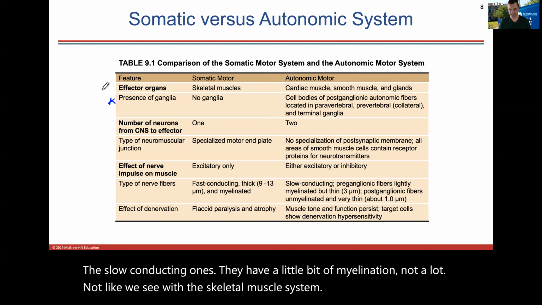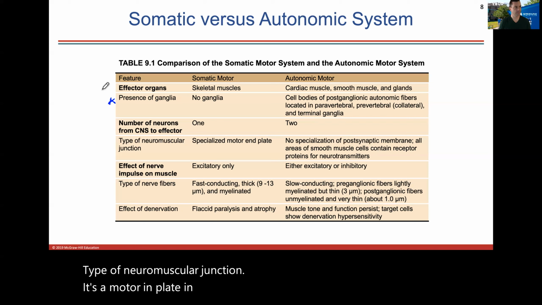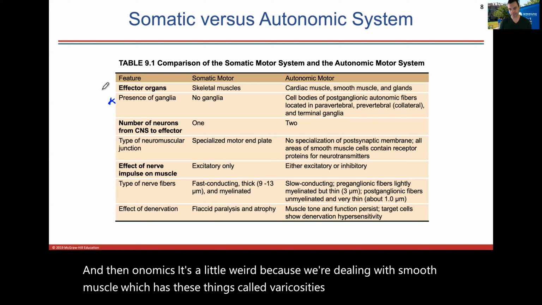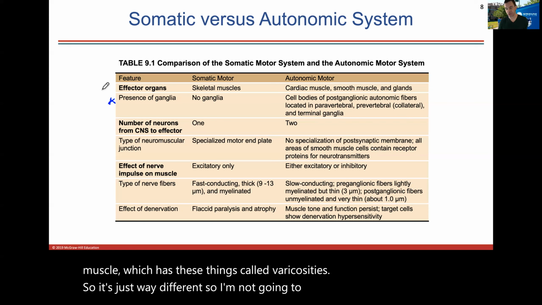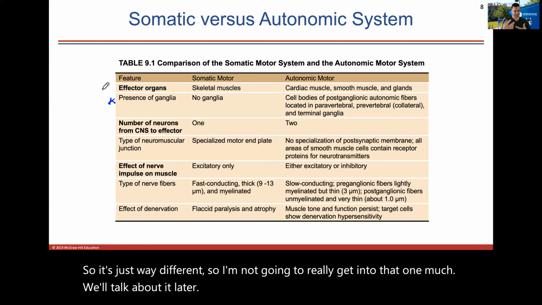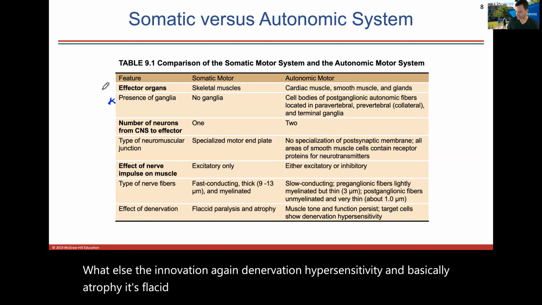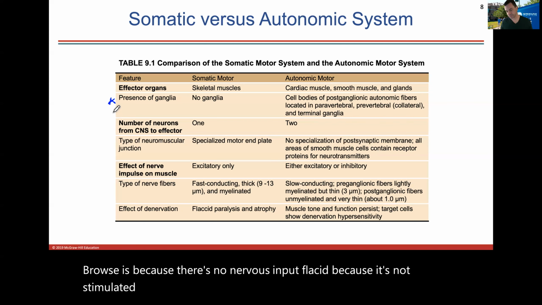Type of neuromuscular junction. It's a motor end plate in the somatic motor system. In the autonomics, it's a little weird because we're dealing with smooth muscle, which has these things called varicosities. So it's just way different. So I'm not going to really get into that one much. We'll talk about it later. What else? Denervation, again, denervation hypersensitivity, and basically atrophy. It's flaccid paralysis. Paralysis because there's no nervous input. Flaccid because it's not stimulated to contract, and it atrophies.